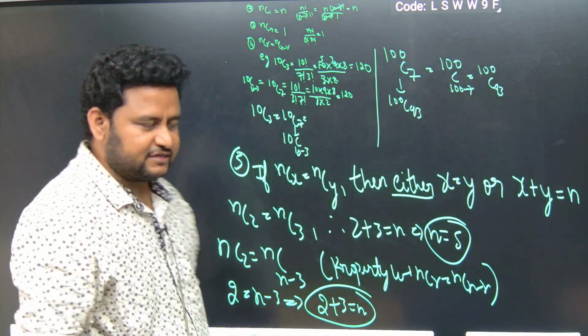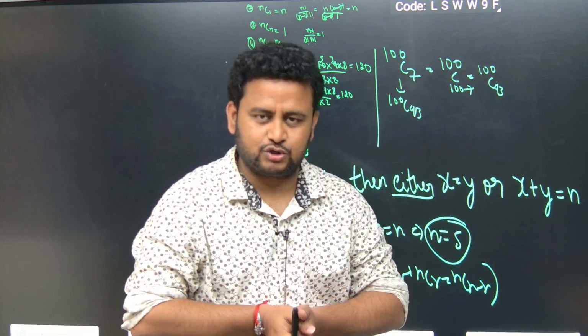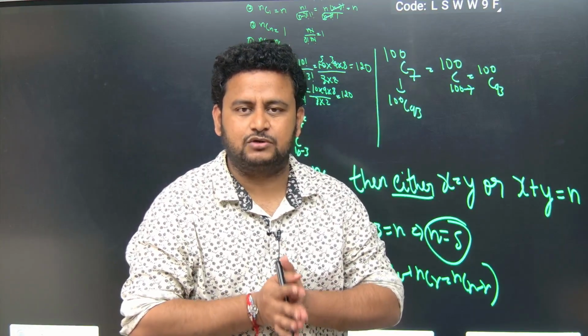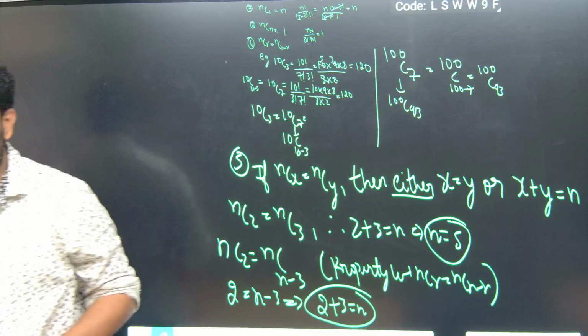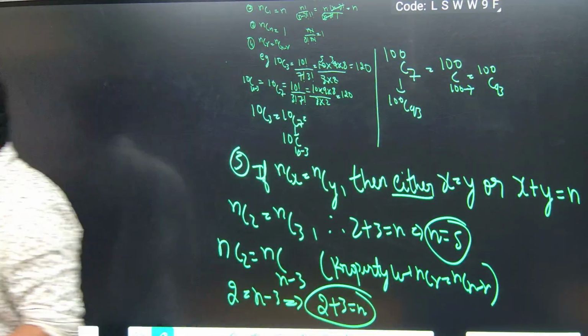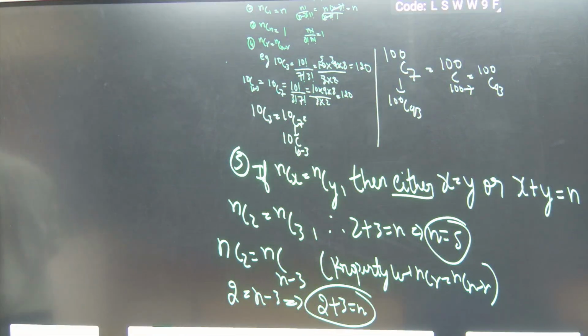That is why if nCx is equal to nCy, either x is equal to y or x plus y is equal to n. This is the fifth property, friends. Please make a note of it.